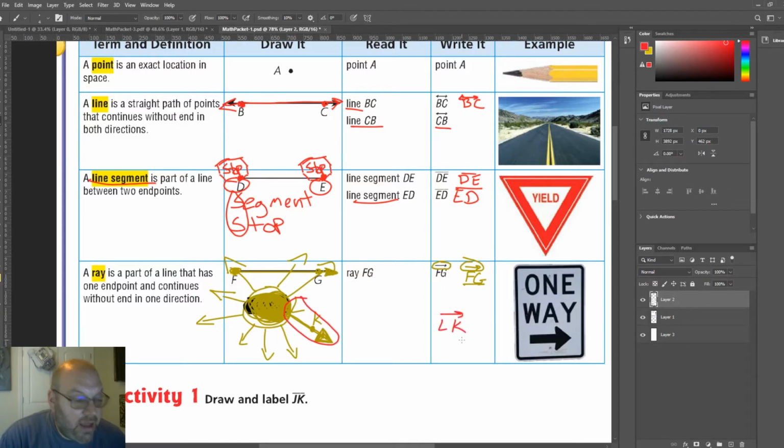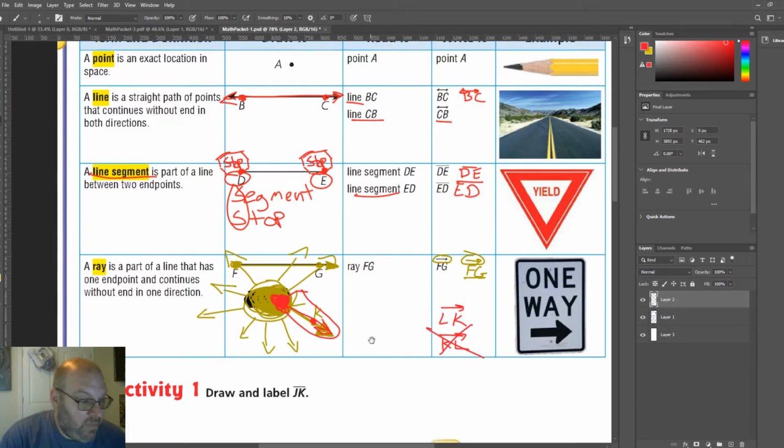L, K. Now, something different with rays: you can't go back. You can't reverse it. You cannot say this is ray KL. It has to start at the point, and then extend out. Okay, so this is ray, starts at the point L, and it goes through point K. So ray LK. There is no ray KL. Because K is here, L is here, so no. You can only reverse it if it's line segments or a line.